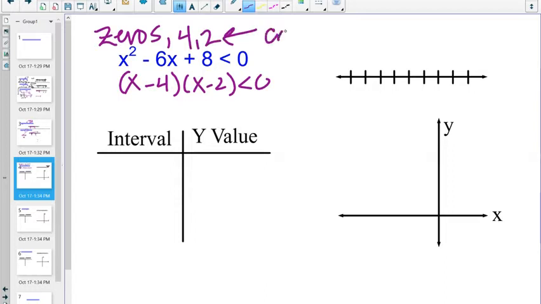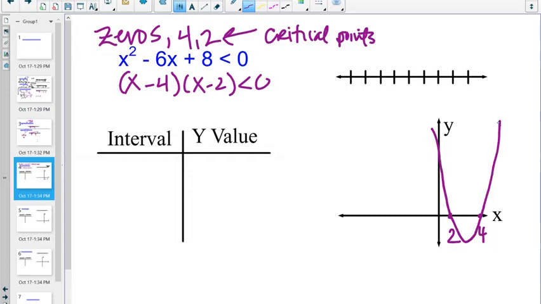These are, like Mrs. Vogt calls them, critical points. If you are watching from Mr. Feig or Miss Delmont, they might call them something different, but if you see me write CP, I usually do that as critical points. And I'm also going to graph this for you. I have a little graph there. So I'm going to graph x squared minus 6x plus 8. And it looks something like I have a 0 here at 2 and a 0 here at 4. And it kind of looks like this.